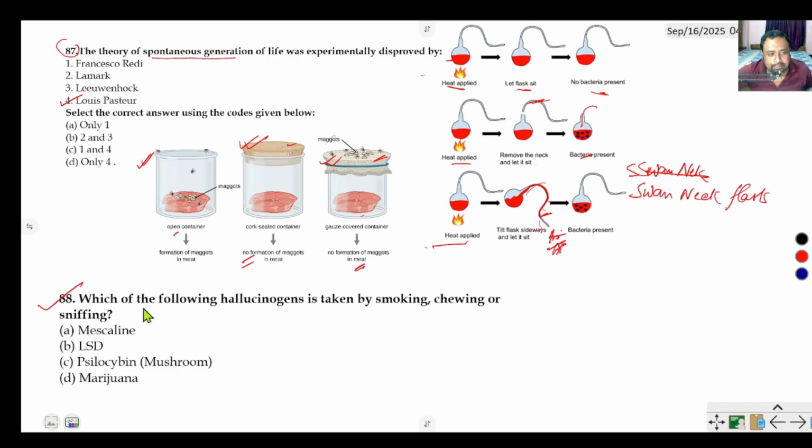Question number 88 says, which of the following hallucinogens is taken by smoking, chewing and sniffing? This is marijuana. Marijuana is taken by smoking, chewing and sniffing. Psilocybin is a mushroom drug. LSD is from ergot of rye, or Claviceps purpurea.